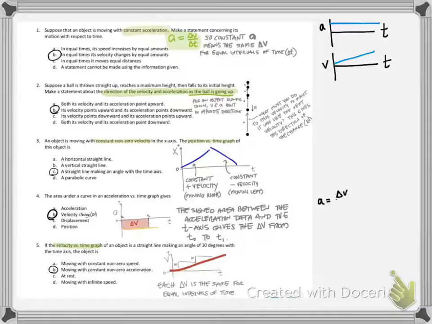The second one, the ball is thrown straight up, reaching a maximum height and then falling back to its initial height. On the way up, it is slowing down. It's getting ready to reverse direction. So remember, if it's moving up, that's a positive direction, and moving down would be the negative direction. If you are going from a positive velocity on the way up to a negative velocity on the way down, you have to pass through 0. The object is actually stopped at the top of the path.